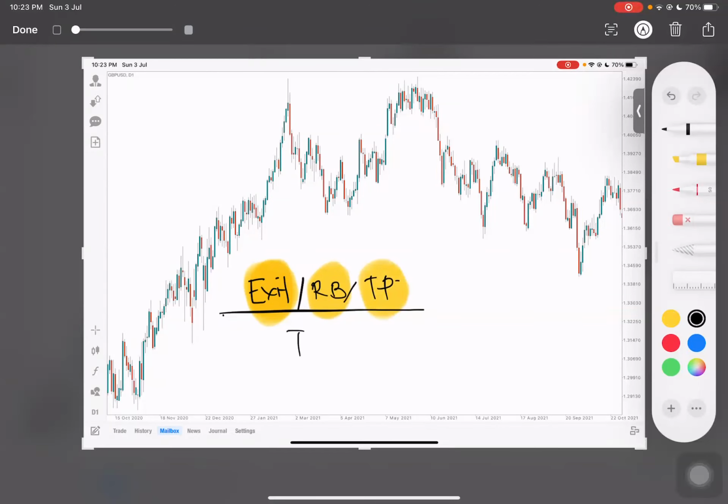Okay, so which time frame should I check all of these things? Your entry time frame. Let's say your entry on H4, you can check on H4 or H1.